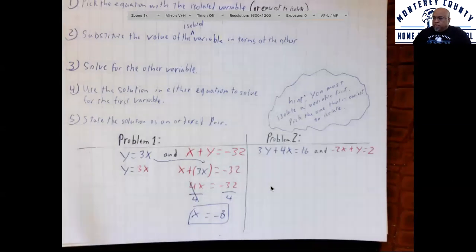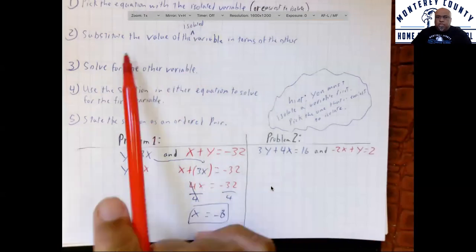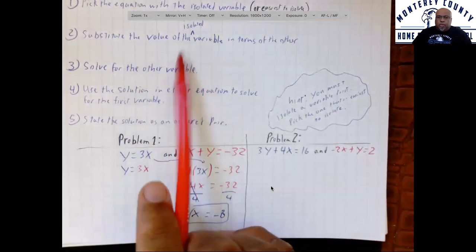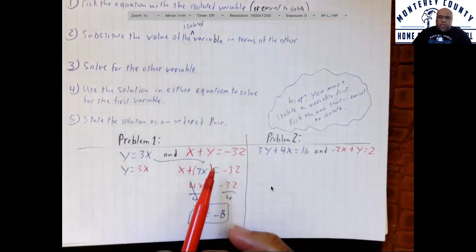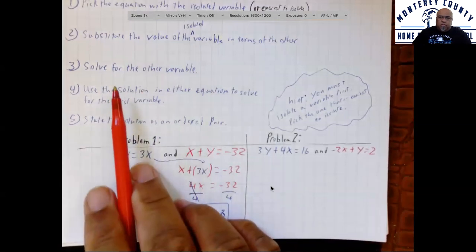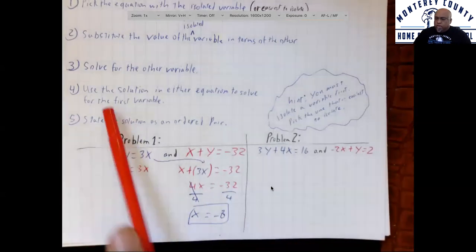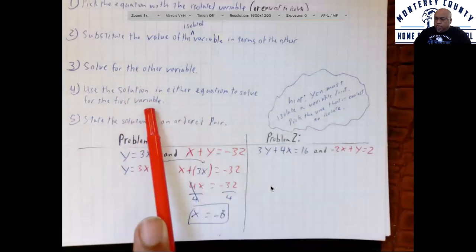So let's look at the steps we did. We picked the equation with the isolated variable. We substituted the value of the isolated variable in terms of the other. Since y was isolated, we called it 3x and then substituted it instead of y in the second equation. And then I solved for the other variable. So I solved for x in this case. In this case, x would be the other variable. Well, let's look at step 4. Use the solution in either equation to solve for the first variable.